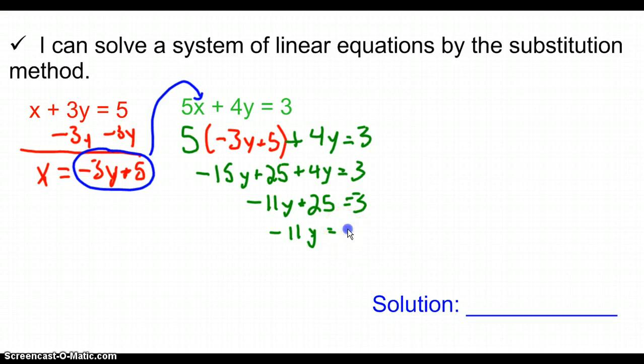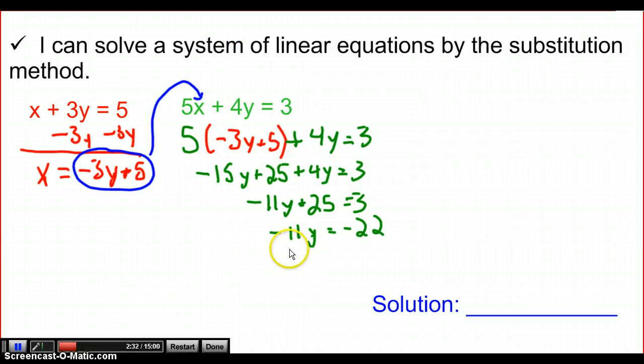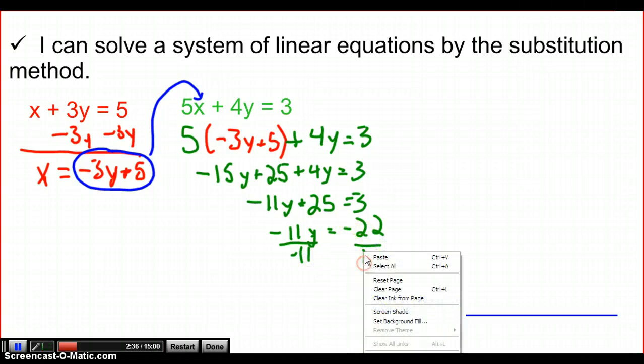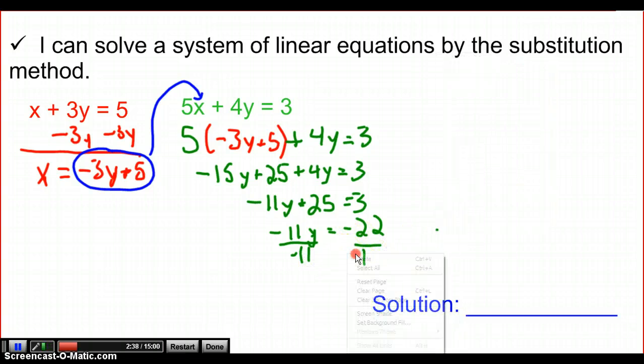If we subtract 25, negative 11y equals negative 22. And if we divide by negative 11, we see that y is equal to positive 2. So our y-coordinate of our ordered pair is positive 2.